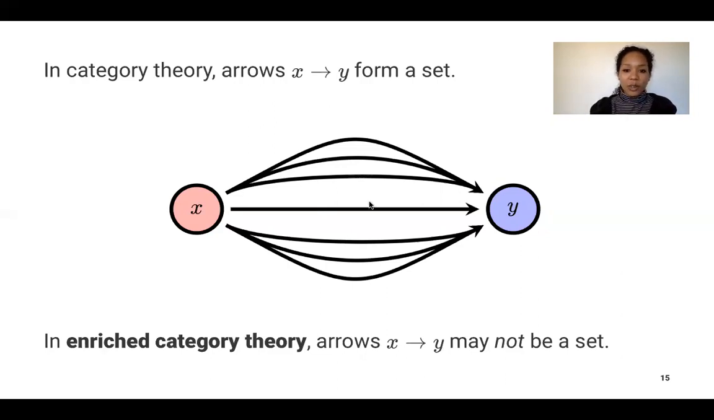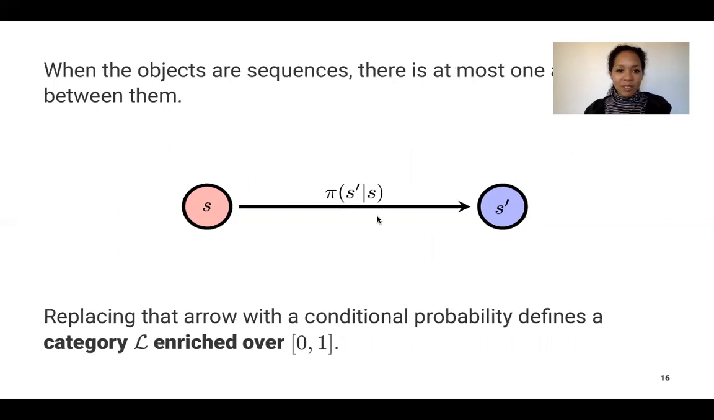So you can imagine other scenarios where maybe my set is enriched over another category, not vector spaces, but we talked about a category already, namely the unit interval. So we're in a situation where our objects are sequences. There's at most one arrow between any two sequences. That one arrow corresponds precisely to a number, namely the conditional probability of containment. And so if I just replace that arrow with that number, I'm enriching my category of sequences over probabilities, or over the unit interval, analogous to the vector space scenario.